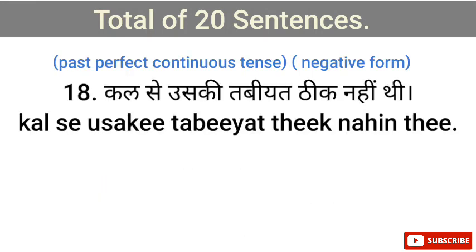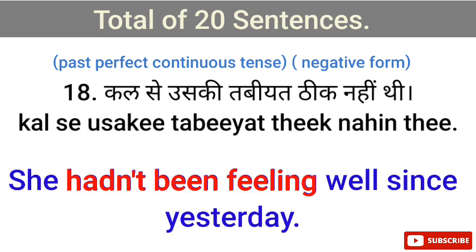Sentence number 18. The past perfect continuous tense, a negative form. कल से उसकी तबीयत ठीक नहीं थी। She hadn't been feeling well since yesterday.